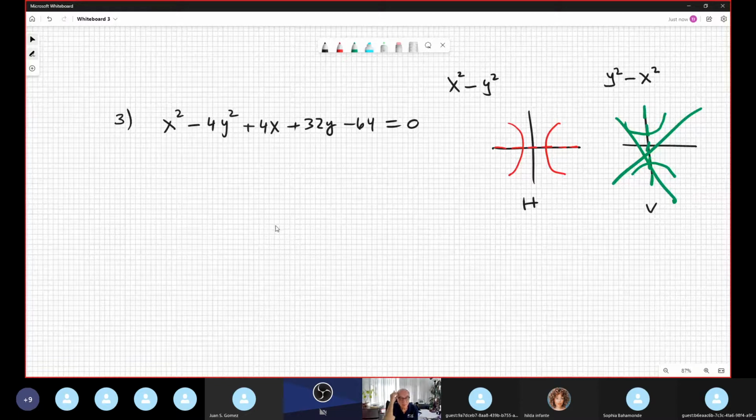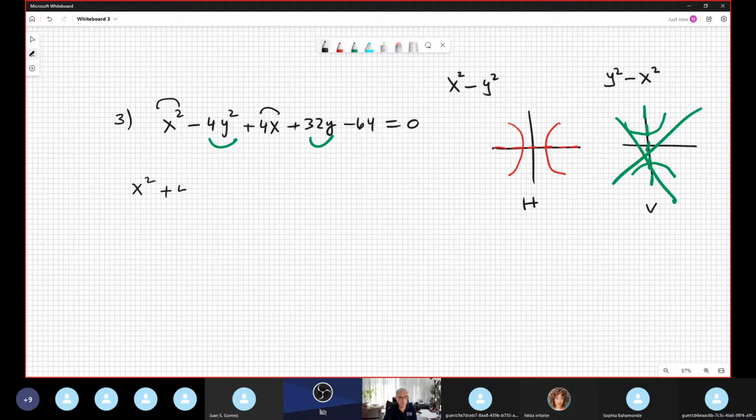Now the algebra. It's always the same procedure, same routine. I try to do something in order to group the x part. Why not group the y part? And the 64, I move to the right-hand side. I manipulate in order to complete the square. Let's do it. You copy x squared plus 4x plus box.